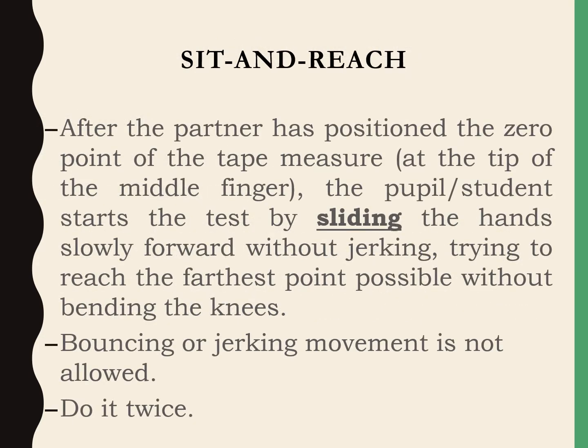So sit and reach after the partner has positioned the 0 point of the tape measure at the tip of the middle finger. The pupil student starts the test by sliding the hands slowly forward without jerking, trying to reach the farthest point possible without bending the knees. Bouncing or jerking movement is not allowed. Do it twice.